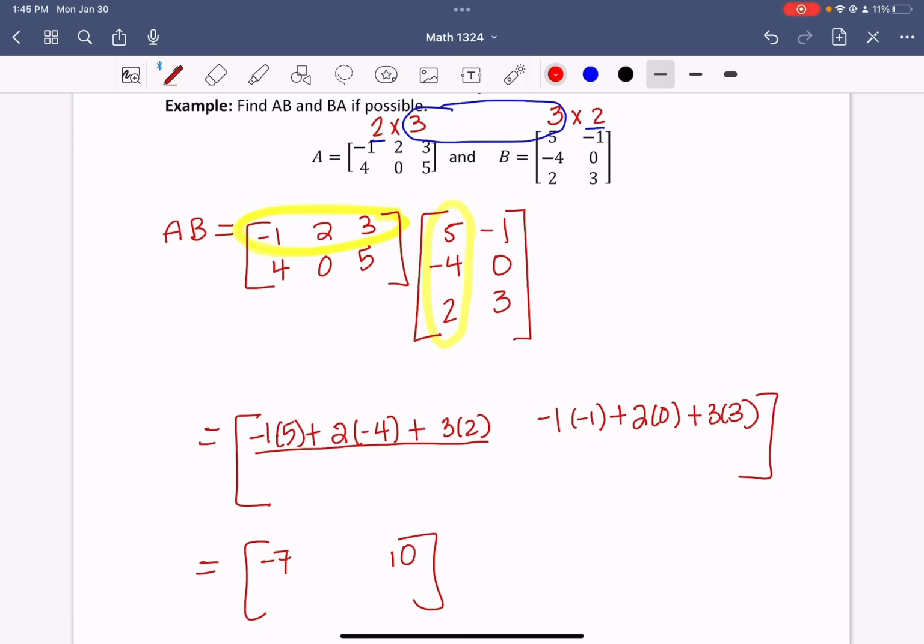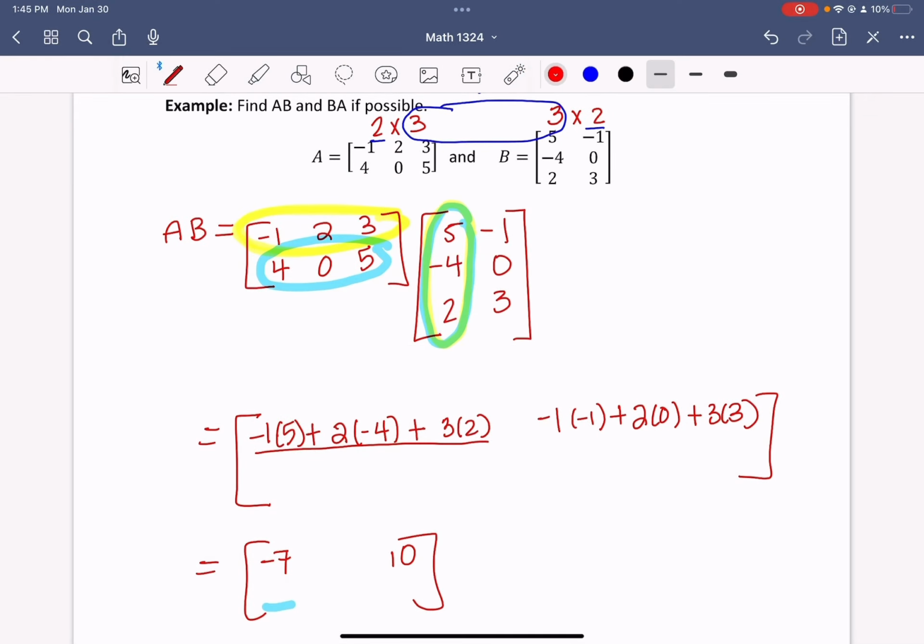Now, once you get your top row in place, then you move into the next piece and you say, okay, now I'm going to do the second row times the first column, and that's going to give me this piece here. Again, each time you're doing this, you're doing 4 times 5, adding it to the 0 times -4, and then adding it to the 5 times 2.